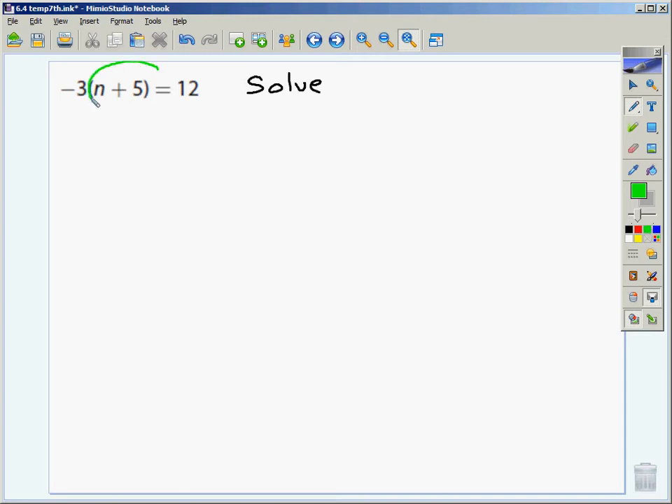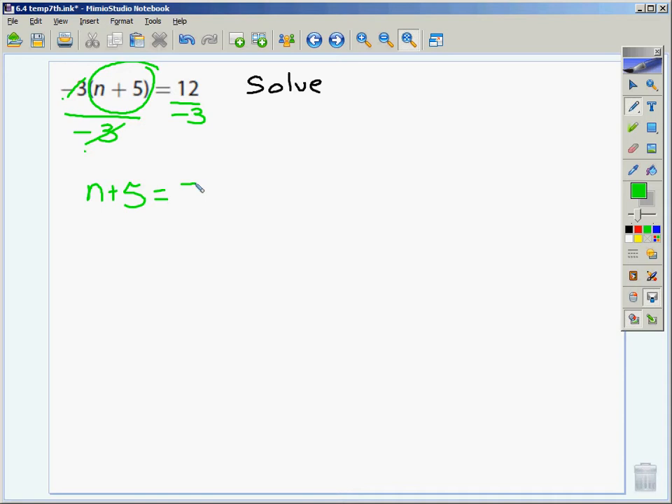Look, the variable is inside of these parentheses. I'm going to leave the parentheses alone for a minute. The negative 3 is being multiplied by the parentheses. How do you get rid of multiplication? So the first thing I have to do is divide both sides by a negative 3. What's going to happen to the negative 3's? It's going to leave me n plus 5 equals.